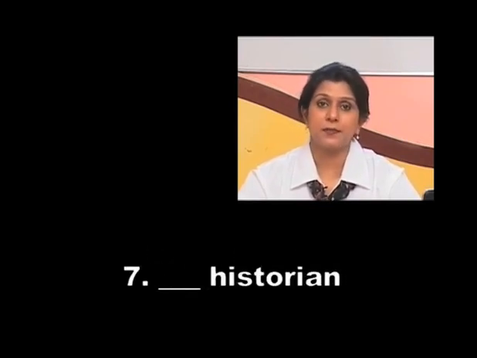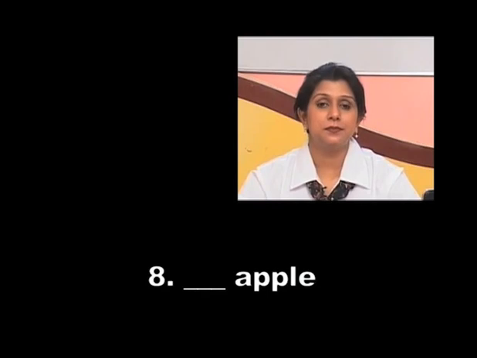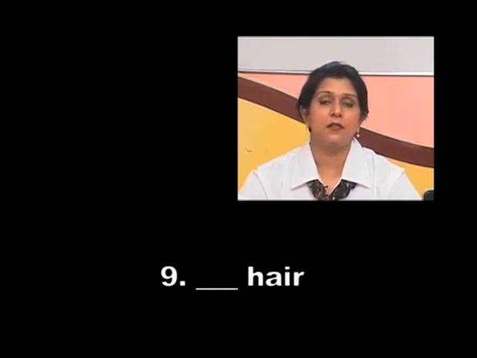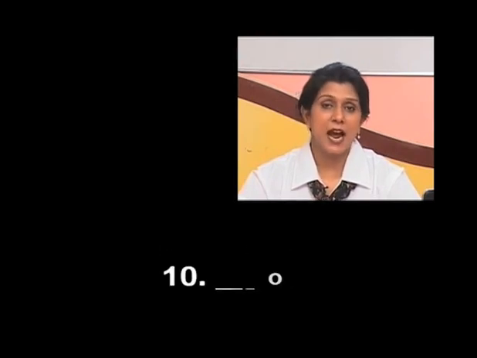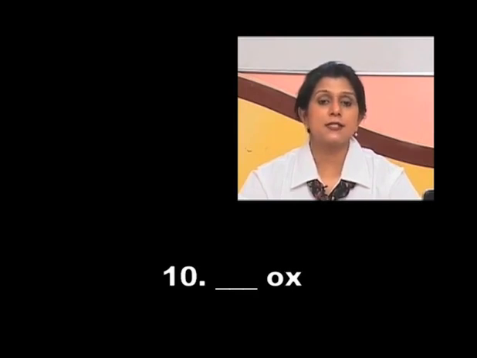Dash historian. Next is dash apple. Dash apple. The ninth one is dash hair. Dash hair. 10th is dash ox. Dash ox. Let's see how many you got right.